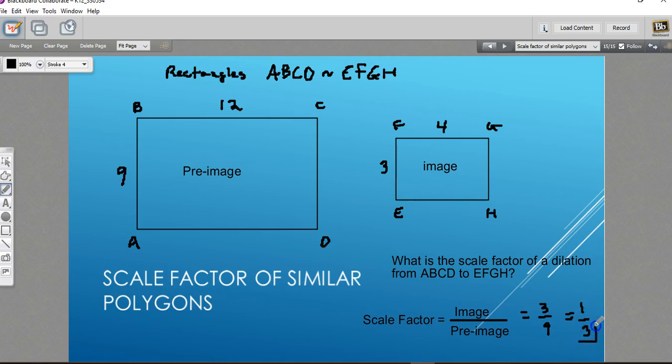Okay, so be prepared. Obviously this is a contraction, right? It's going from big to small, but it could also be an expansion. So be prepared for that. Just make sure you know that it's the image divided by the pre-image, the corresponding sides. And you just need one side. It doesn't matter which side you choose, because what's 4 divided by 12? Well, it's 1/3. Same thing, right?